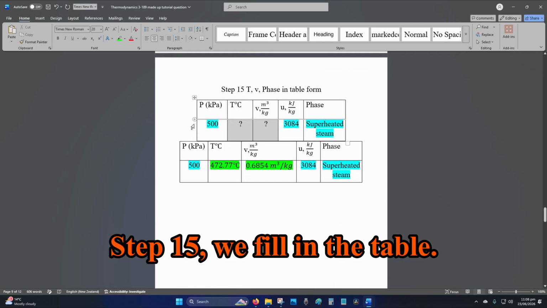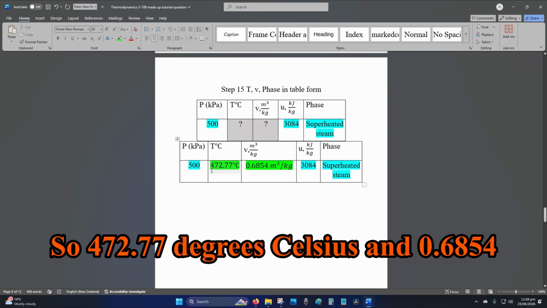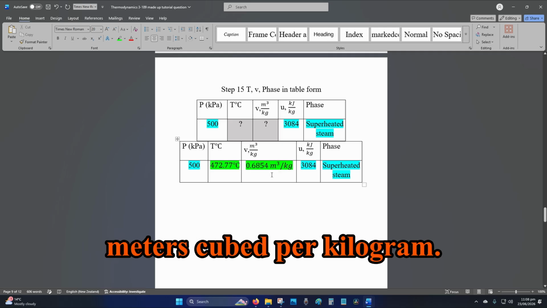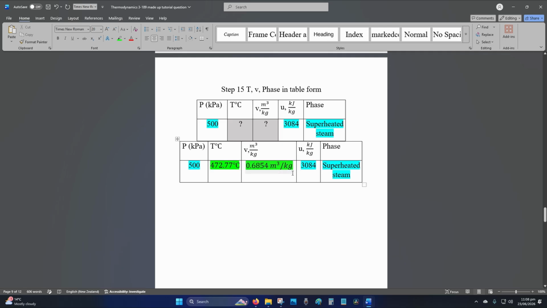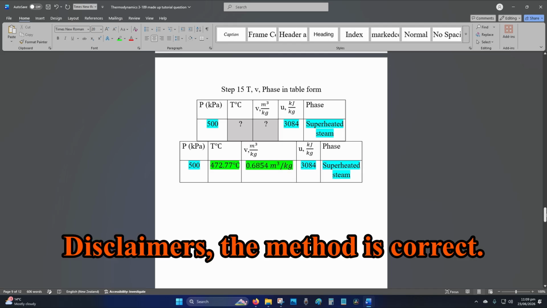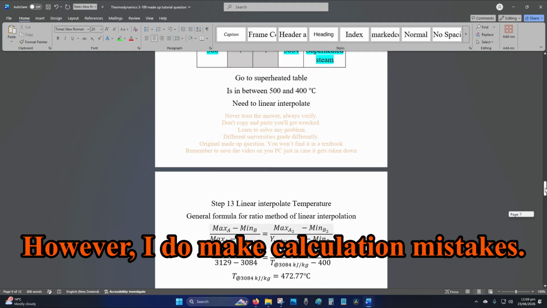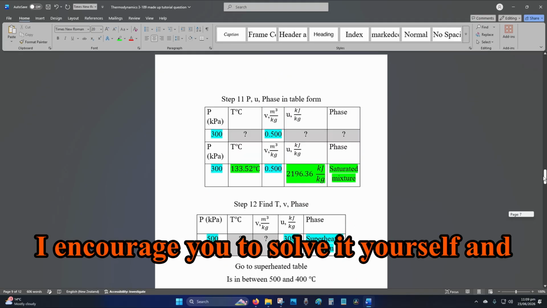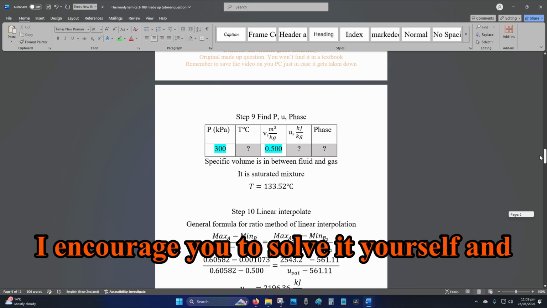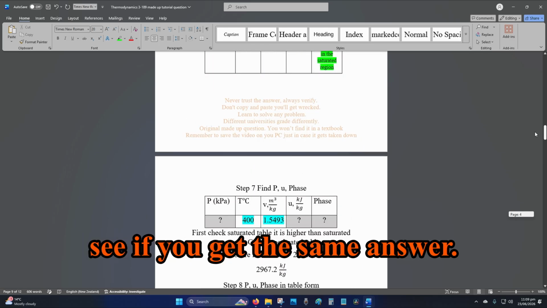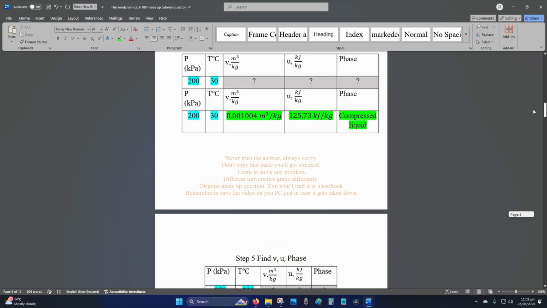Step 15, we fill in the table. So 472.77 degrees Celsius and 0.6854 meters cubed per kilogram. Disclaimers: the method is correct, however, I do make calculation mistakes. I encourage you to solve it yourself and see if you get the same answer.